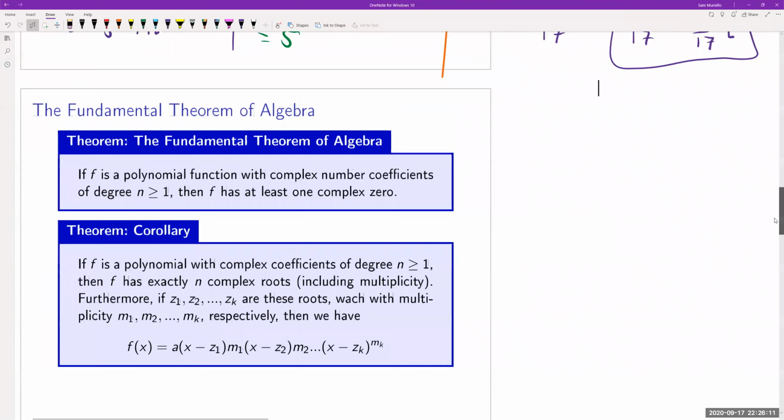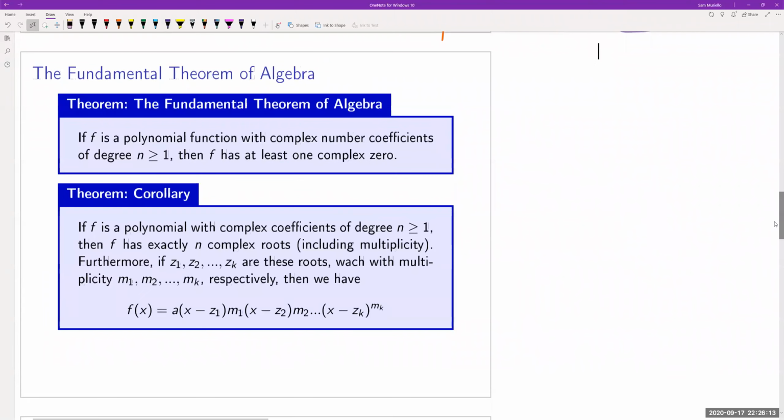Now, tying this back in with polynomials. The goal is still to factor polynomials. And we saw last time a polynomial that we couldn't factor because the square root would have been negative if we used the quadratic formula. But now that's okay. This gives us a couple of very important theorems.